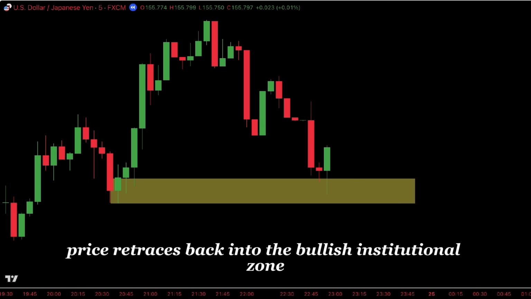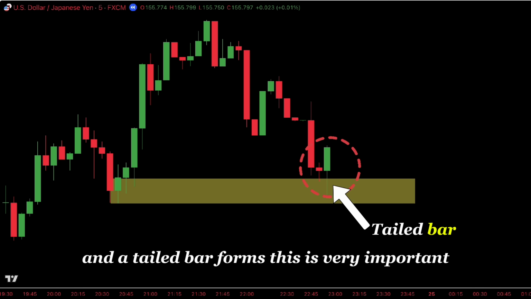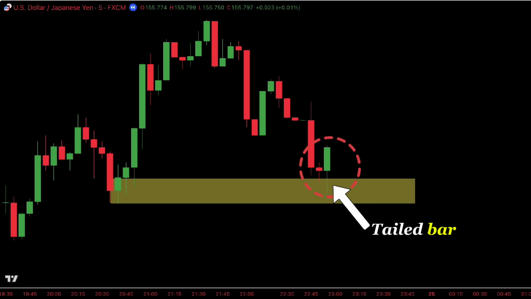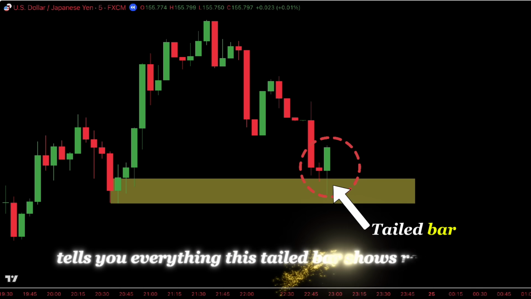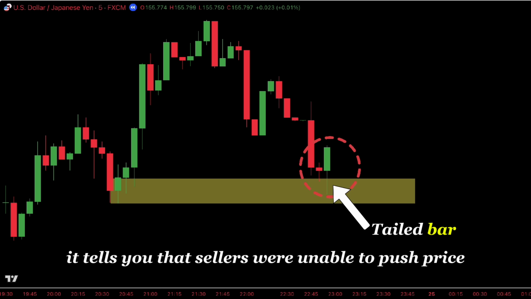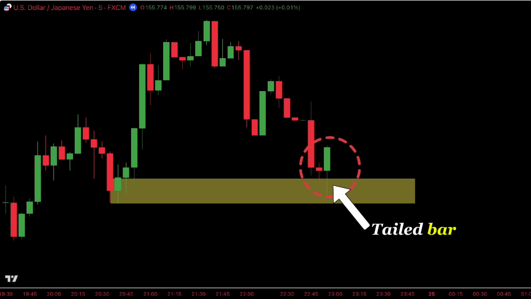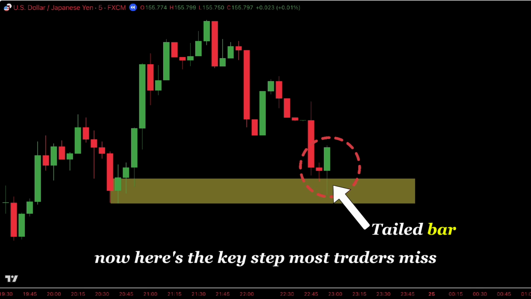Price retraces back into the bullish institutional zone, and a tailed bar forms. This is very important, because what happens inside the zone tells you everything. This tailed bar shows rejection. It tells you that sellers were unable to push price lower, and that buyers stepped in. This is your confirmation. Now here's the key step most traders miss.